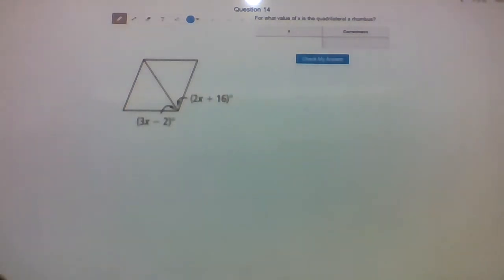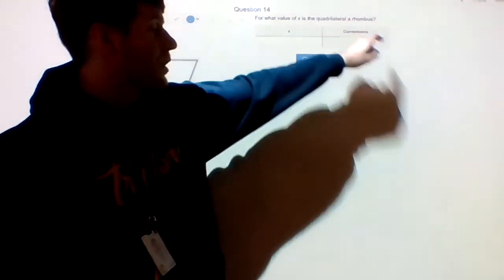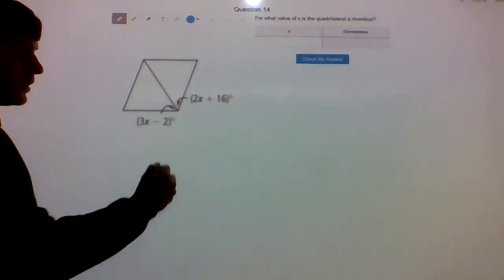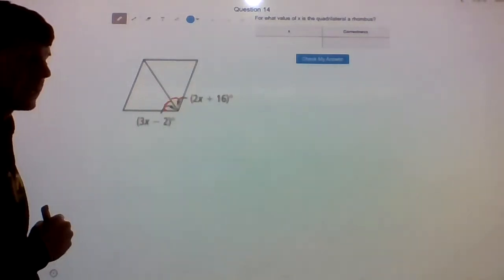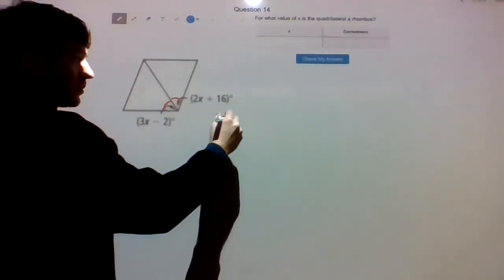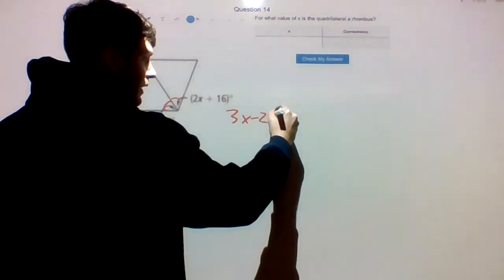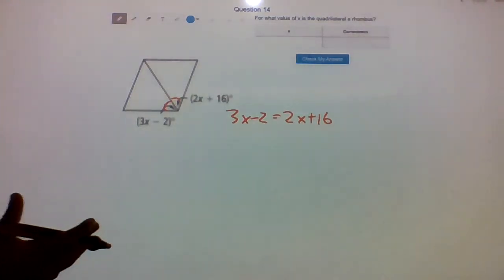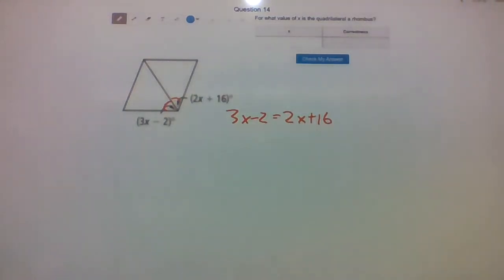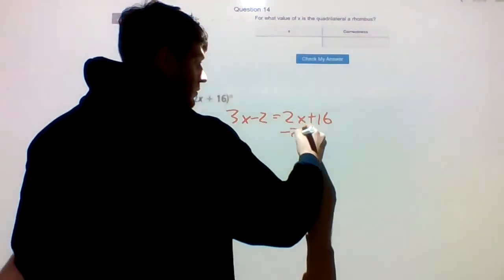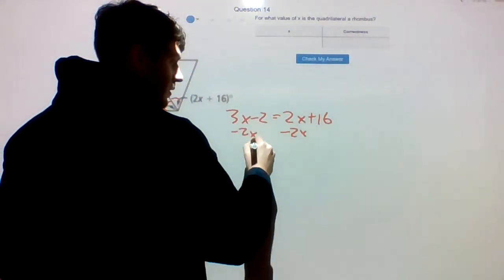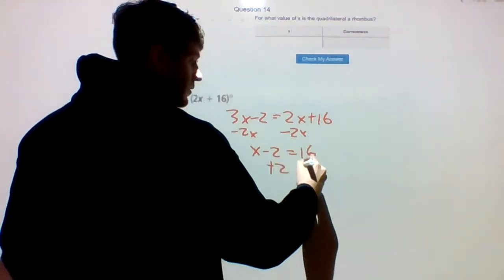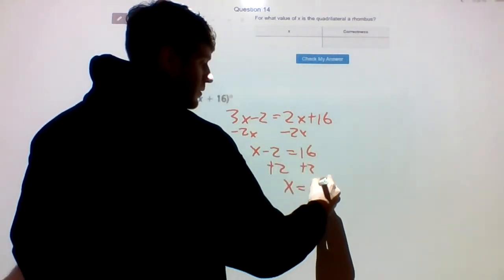Right. For what value of x is the quadrilateral a rhombus? So if this is a rhombus, the diagonals are going to bisect the opposite angles. That means these two pieces are going to have to be equal. So 3x minus 2 is going to have to be equal to 2x plus 16. So we're going to find the value of x for which those two expressions are equal. We can subtract 2x from both sides. That gives us x minus 2 equals 16. We can add 2 to both sides. So we get x equals 18.